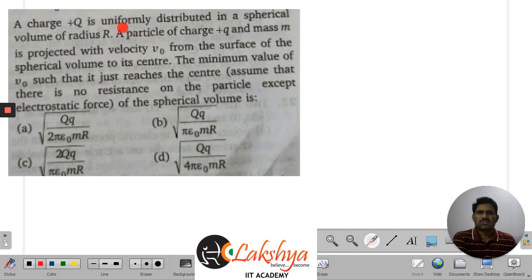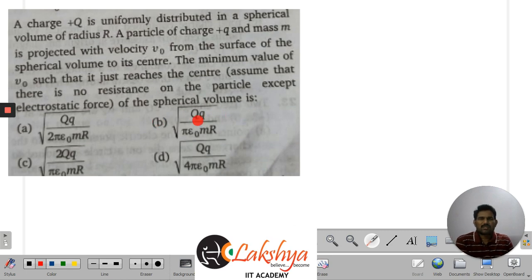So a charge Q is uniformly distributed in a spherical volume of radius R. A particle of charge Q and mass m is projected with velocity v0 from its surface of the spherical volume to its center. Find the minimum value of v0 such that it just reaches the center. Assume that there is no resistance on the particle except the electrostatic force of the spherical volume.